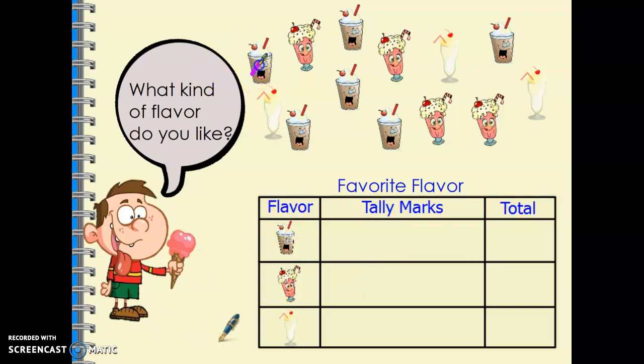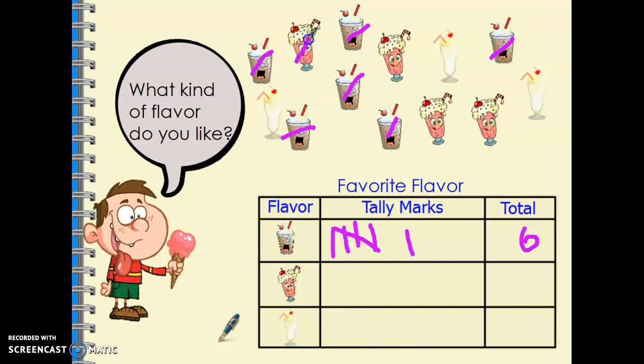We have 1, 2, 3, 4, 5, 6. 6 votes for chocolate. 1, 2, 3, 4, 5, 6. Okay. Now let's look at the strawberry.